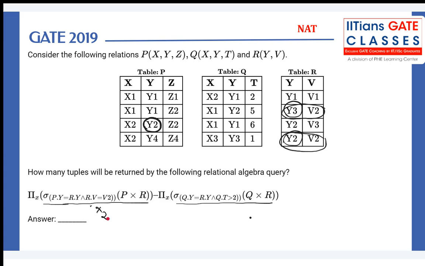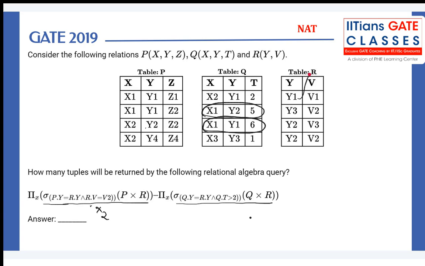Okay. Now your q dot t is greater than 2. So which rows are you looking at? You are looking at this row and this row. And you are joining them with r dot y. So which row will you join it with? Which is the common element of y between q and r? Is y1 present in r? Yes, y1 is present in r.